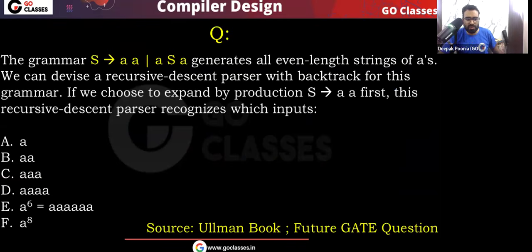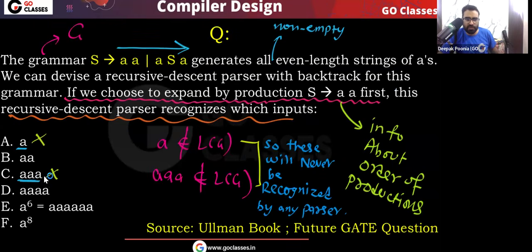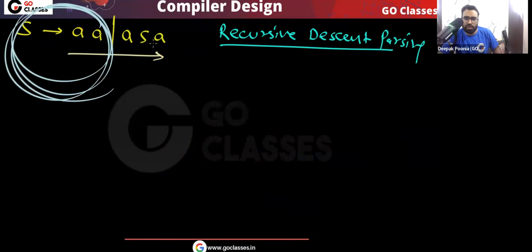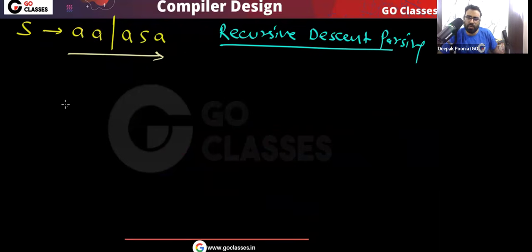So notice for this question, this recursive descent parser will be able to recognize this AA, but it will not be able to recognize 4A, 6A, 8A. The reason is very simple: first we try this production, and because this production becomes successful, we get a local success. Because this production becomes successful, we will never try the next production.